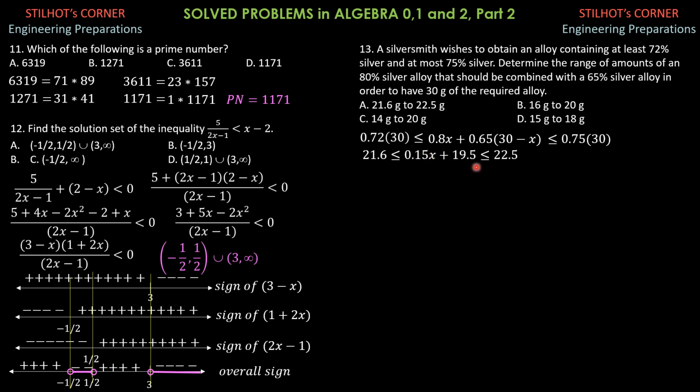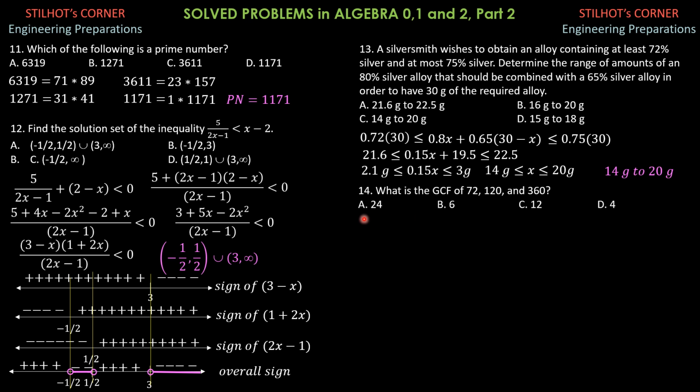Simplifying, 21.6 less than or equal to 0.15x plus 19.5 less than or equal to 22.5, where 0.15 is 0.8x minus 0.65x, and 0.65 times 30 is 19.5. Subtract 19.5 from all sides of the inequality. 21.6 minus 19.5 would be 2.1, less than or equal to 0.15x, less than or equal to 22.5 minus 19.5, which is 3. Finally, divide by 0.15: 2.1 over 0.15 is 14 grams, less than or equal to X, less than or equal to 3 over 0.15, which is 20 grams. So therefore, the range of amounts of 80% silver alloy should be 14 grams to 20 grams.